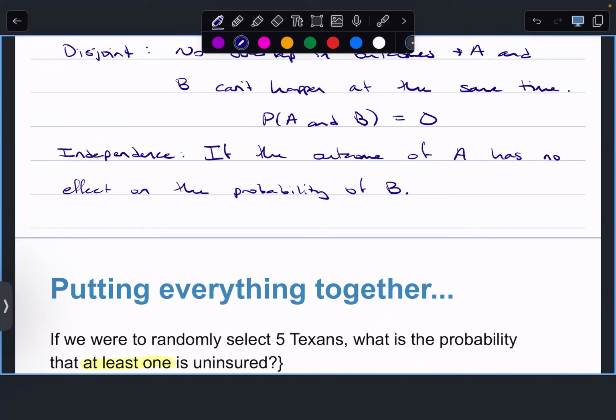so if knowing the outcome of A doesn't change the probability of B, for example, what we saw was, okay, I can flip a coin. Flipping a coin is a series of independent events, because knowing that I've flipped 10 heads already doesn't change the probability of flipping heads again, right? It's still 0.5. So independence is about the probability, right? As opposed to the possible outcomes.